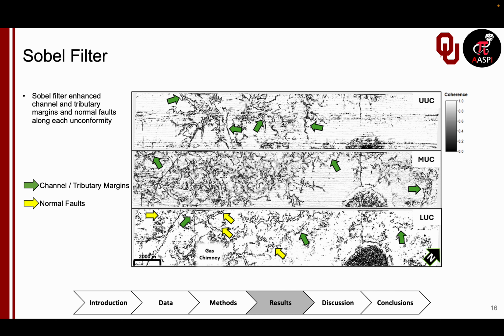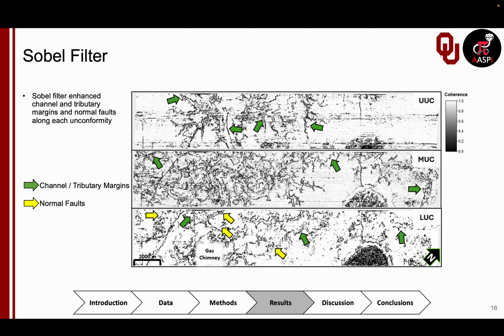Okay, so now we get into some geometric attributes, and we're going to start with Sobel filter, which is an edge detecting attribute. And because of this acquisition footprint and because of the noise, geometric attributes did struggle a little bit, but after messing with the color bar and the opacity, I was able to get them looking presentable. So we can see here, like I said, it's an edge detecting attribute.